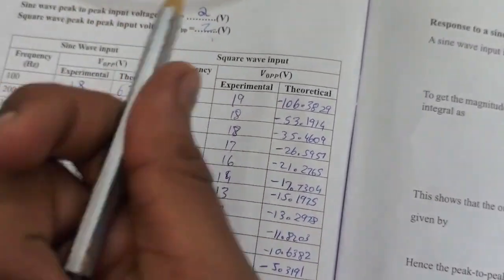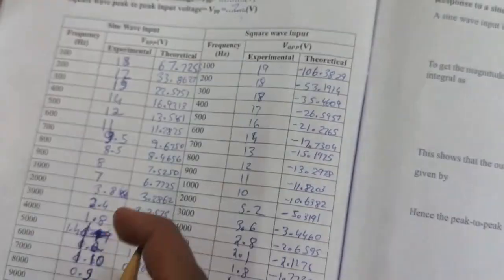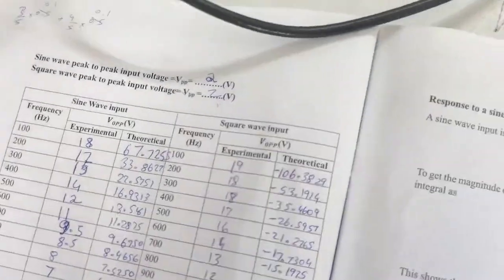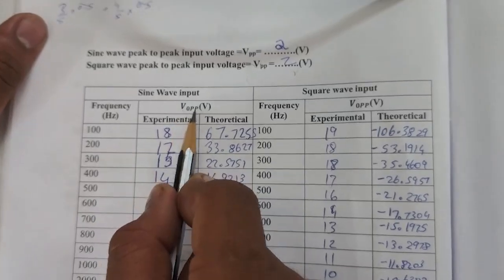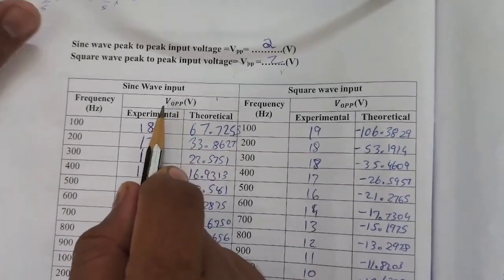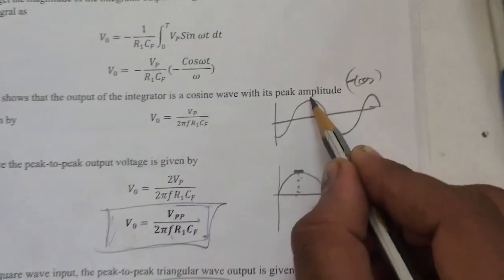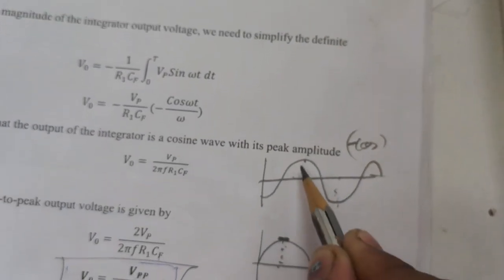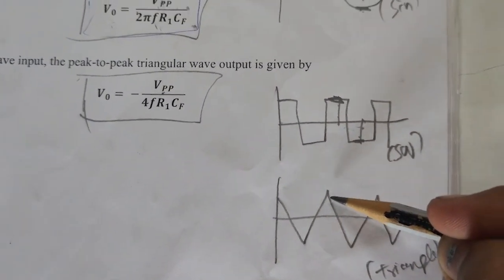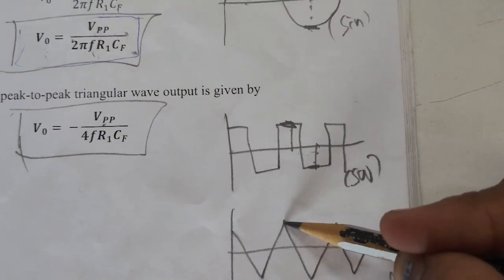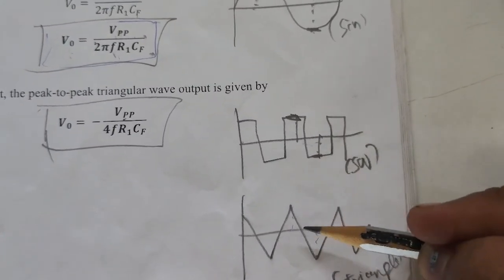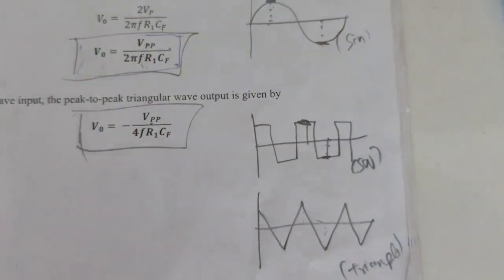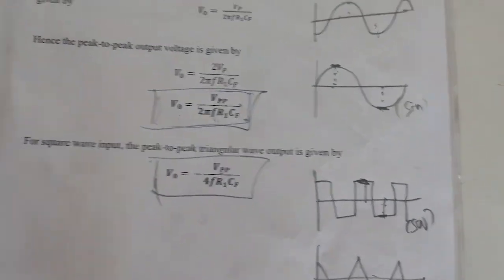This is your input VPP, which is 2 volts, and this is your V0 PP, basically your output peak to peak voltage, which again you take in a similar way. You measure this distance and this distance and you add them, so that's your output VPP. And in case of a square wave, whose output is a triangular wave, you measure this distance and this distance, add them, and that's your triangular wave peak to peak voltage.